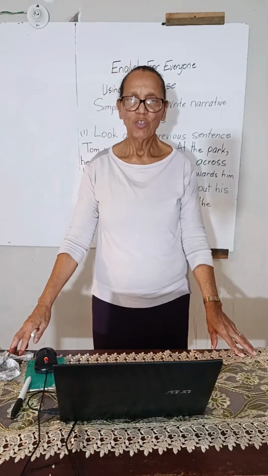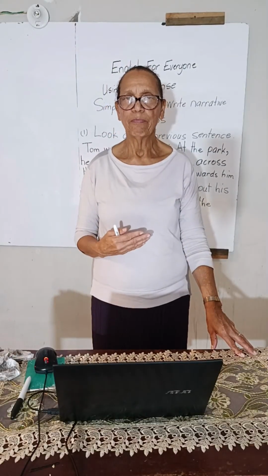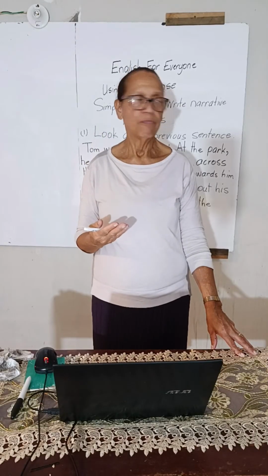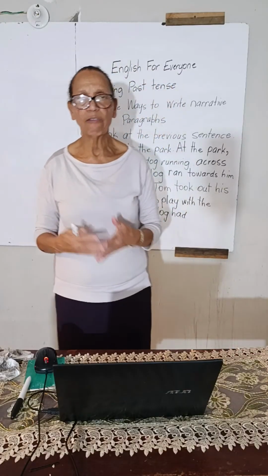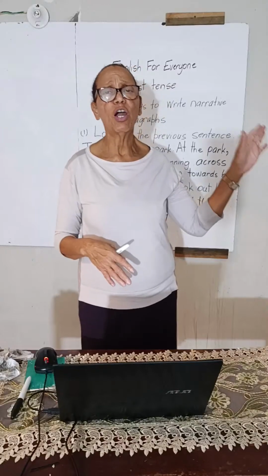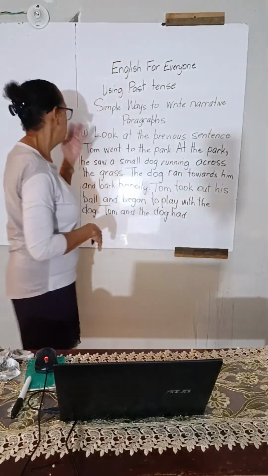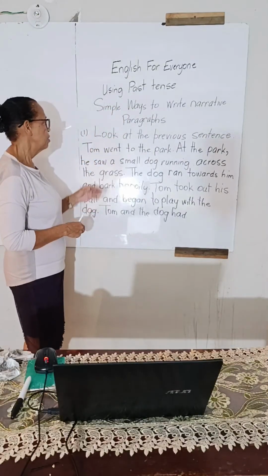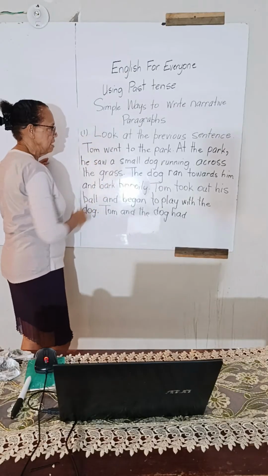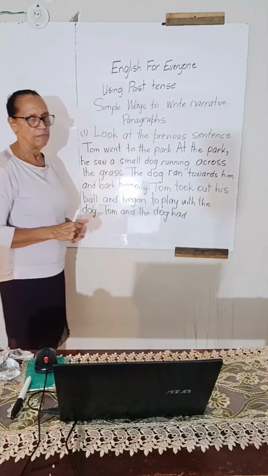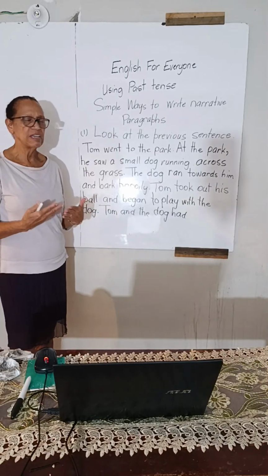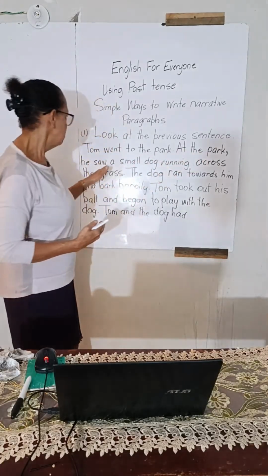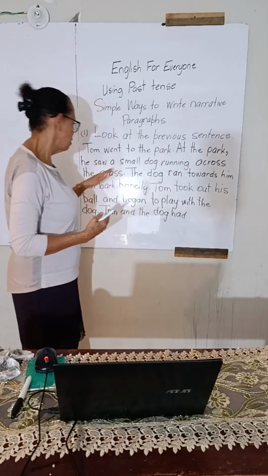All right. So we are writing a paragraph, but we are using the previous sentence to write the paragraph. Something in that previous sentence, we're going to connect to the next sentence. For example, I'm telling you about simple ways to write narrative paragraphs. This is one technique. Tom went to the park. I pick out something from that first sentence. At the park, he saw a small dog running across the grass.